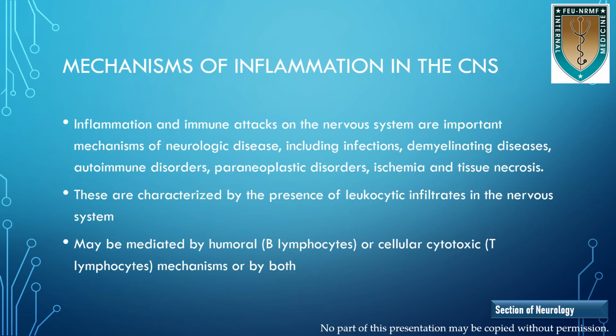Inflammation and immune attacks on the nervous system are important mechanisms of neurologic disease, including infections, demyelinating diseases, autoimmune disorders, paraneoplastic disorders, ischemia, and tissue necrosis. These are characterized by the presence of leukocytic infiltrates in the nervous system. They may be mediated by humoral or cellular cytotoxic mechanisms, or by both.